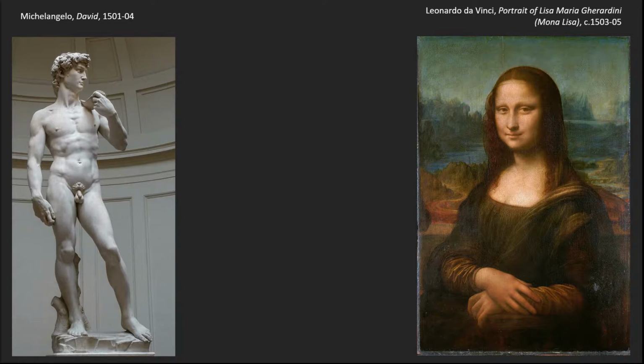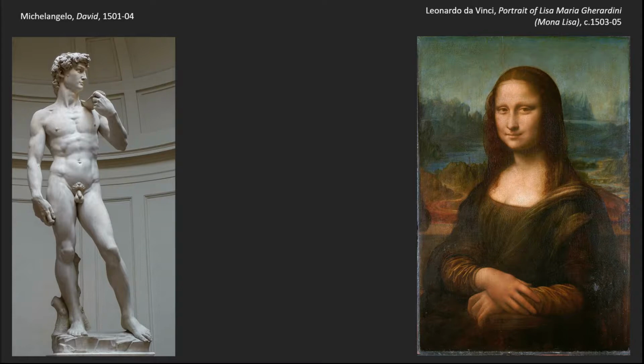So his David, also certainly one of the most famous works of art ever made, was commissioned by the city of Florence. It was a civic commission. So the city fathers came to him, asked him to go find a piece of marble, and said, please carve this for us.